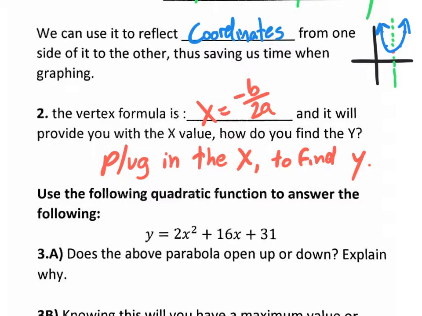So ladies and gentlemen, your most important point of a parabola is the vertex. How do you find that vertex? With the vertex formula, x equals negative b over 2a. Once you have that x value, you plug it in to find the y value. Then you'll be able to graph it. Once you graph it, you could draw your vertical line called the axis of symmetry, and then you could use an xy table to find more points.